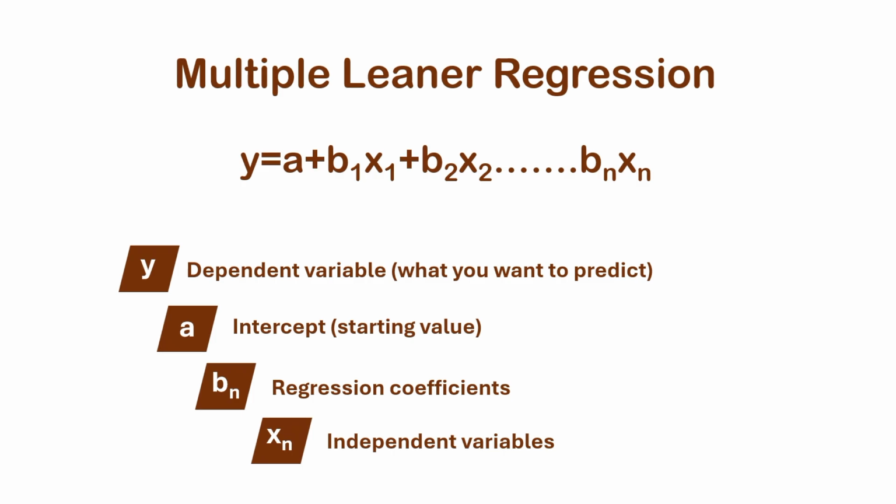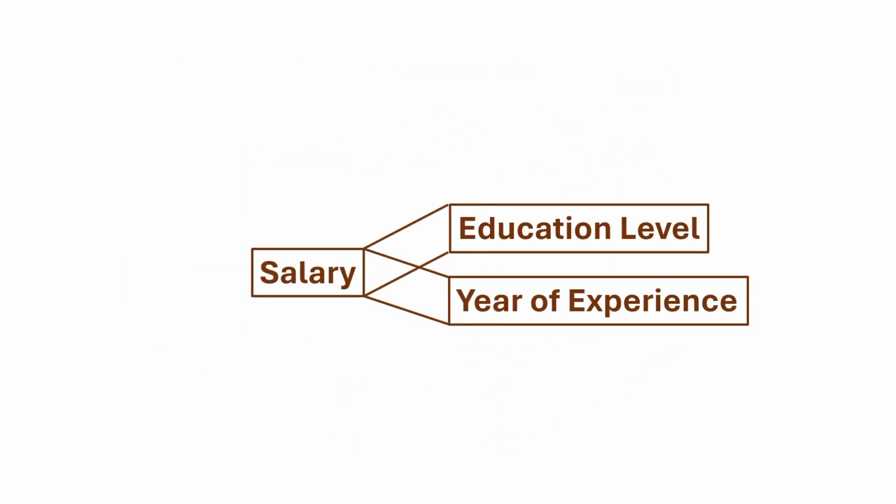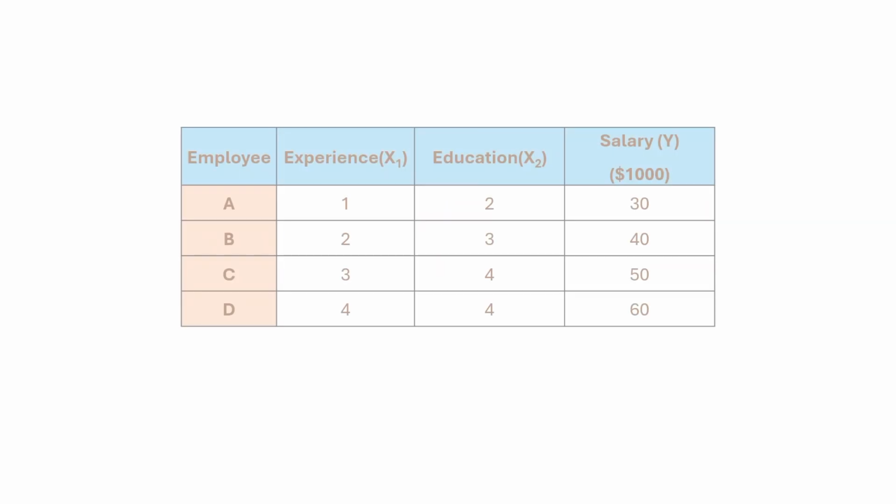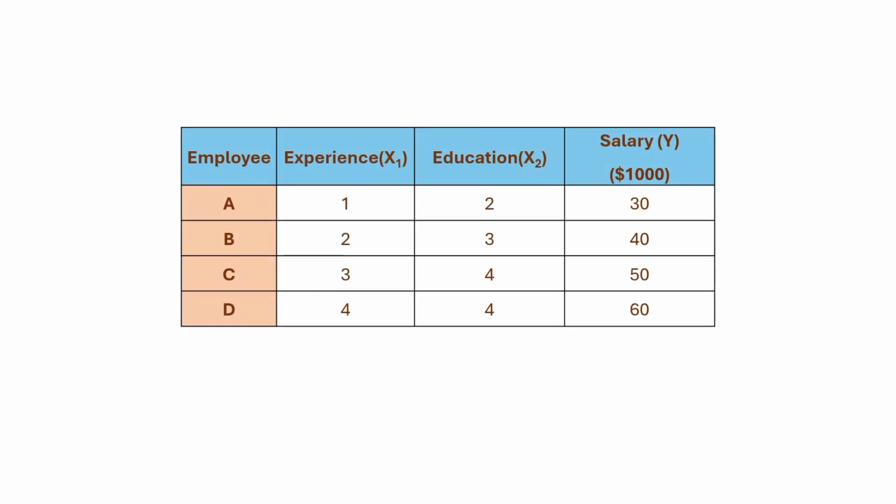Suppose a company wants to predict salary based on education level and years of experience. For that, they collect this data. Since there are two independent variables, our regression model becomes y equals a plus b1 x1 plus b2 x2.